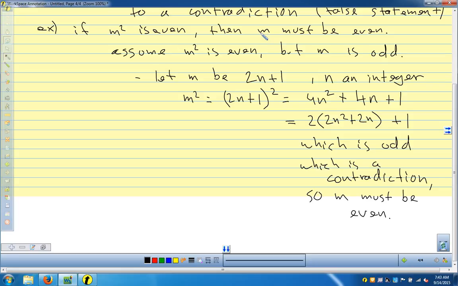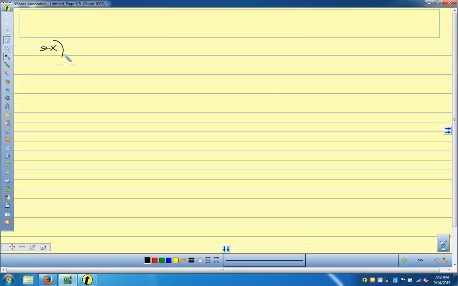And now we're going to use this for a really nice proof by contradiction. All right, everybody follow there? We assumed that m squared is even, but m is odd. And we showed that that led to a contradiction because if m is odd, that means m squared has to be odd. Okay. Here is our nice proof by contradiction.